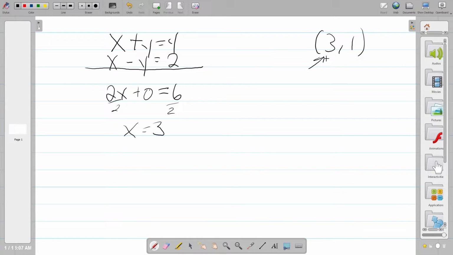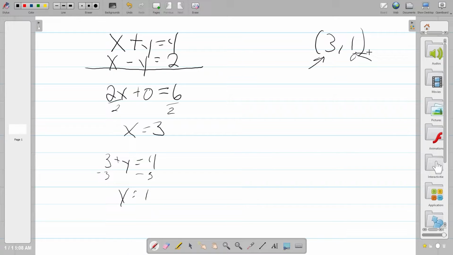Same answer. And then if you go back and you put the 3 in for x, you'd have 3 plus y equals 4. Subtract the 3, y equals 1. Same answer. So this is called the elimination method. What we've been doing is a substitution method. This is the elimination method. And there are times when one or the other is going to work much better. So we need to know both of them.